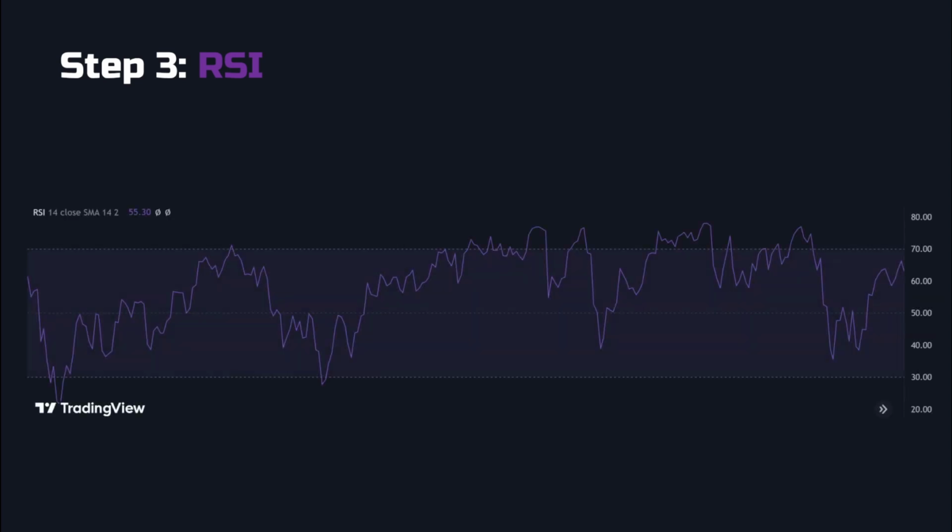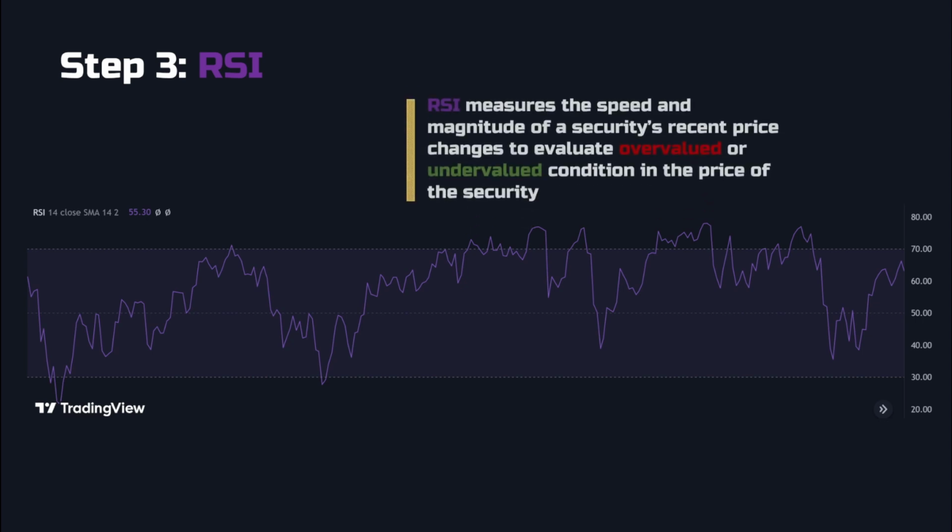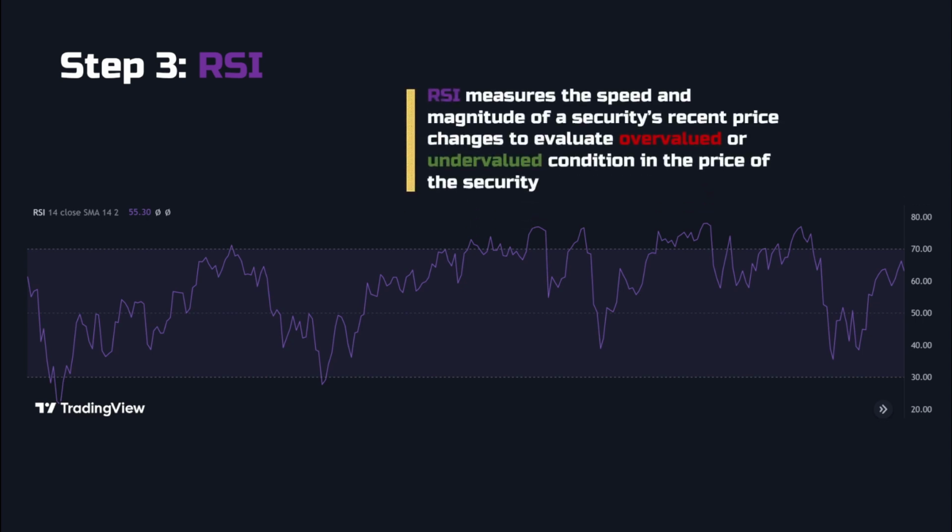The last step of this strategy is to check the RSI signal. RSI stands for Relative Strength Index. It measures the speed and magnitude of a security's recent price changes to evaluate overvalued or undervalued conditions in the price of that security. The standard number of periods used to calculate the initial RSI value is 14. Generally, when the RSI indicator crosses below 30, it is oversold and is a bullish sign, and when it crosses above 70, it is overbought and is a bearish sign.